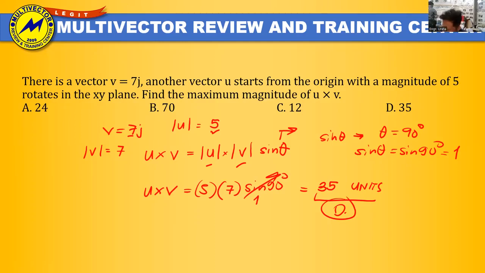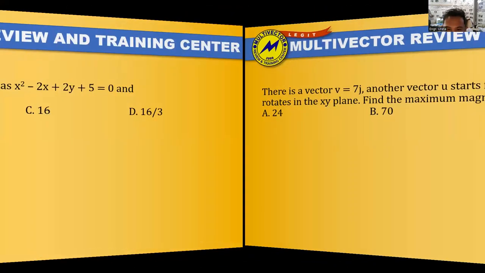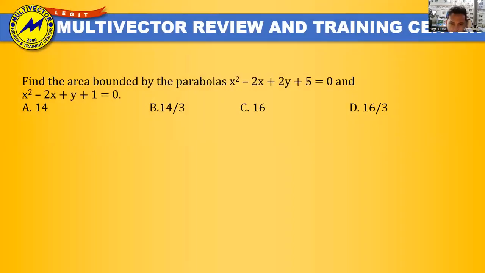Okay, next. Next problem is problem number 88. Find the area bounded by the parabola x squared minus 2x plus 2y plus 5 is equals to 0, and x squared minus 2x plus y plus 1 is equals to 0.